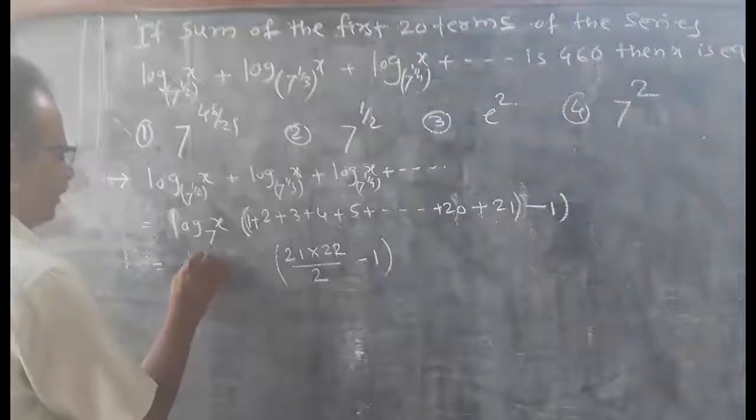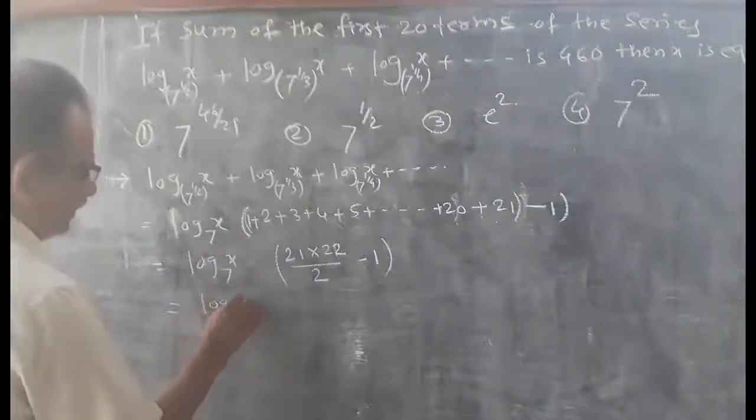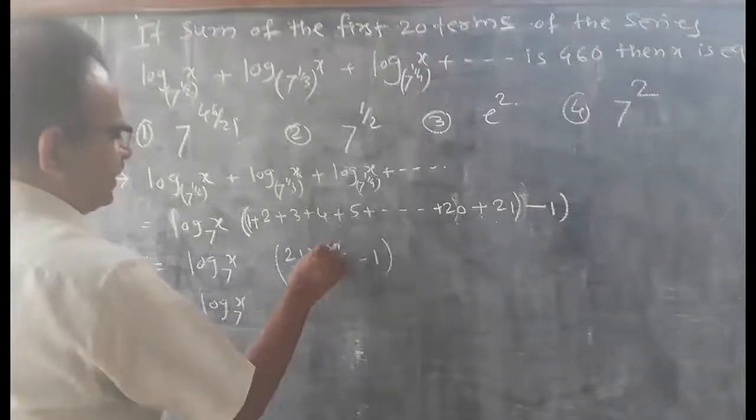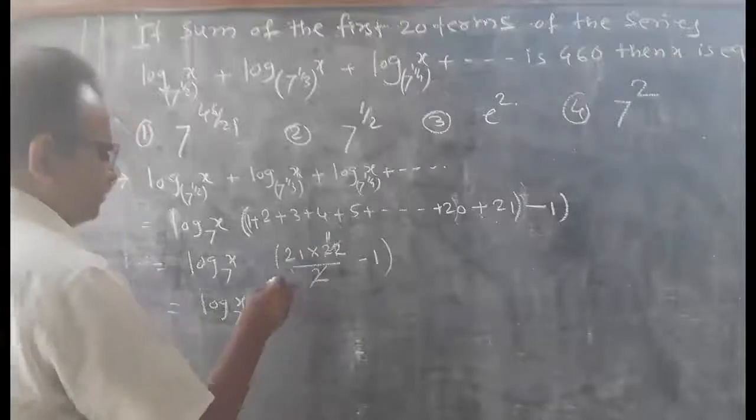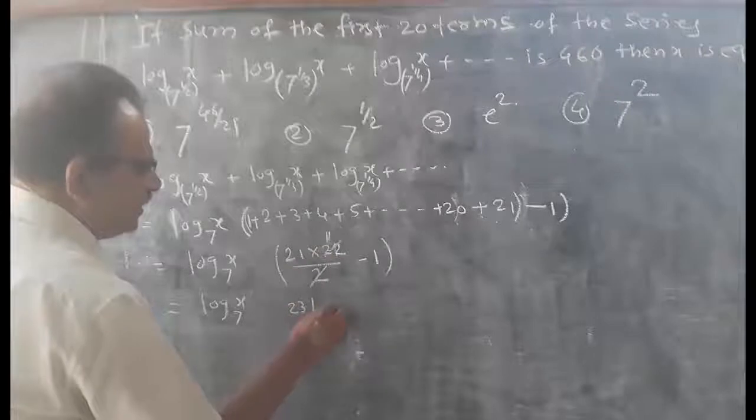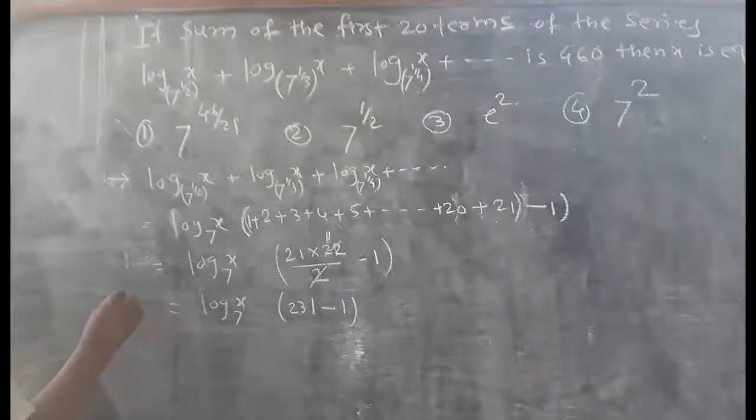And this is log of x to the base 7 into (21 into 22 by 2 minus 1). 21 into 22 by 2, this is nothing but 11 into 21 if we divide by 2, 231 minus 1. This is given as 460.